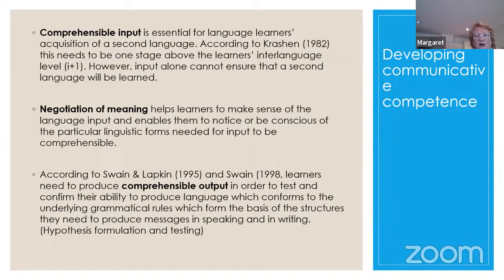You can recapture it if you're in a face-to-face interaction. But if you're on a Zoom meeting like this, or if you're watching television, or if you're at the movies, you can't recapture that. You can't press rewind, okay? Unless, of course, it's a DVD or something like that. So in order to make input comprehensible, sometimes teachers have to adapt that authentic text to the I plus one that Krashen was talking about, to the level that the learners can cope with their input.